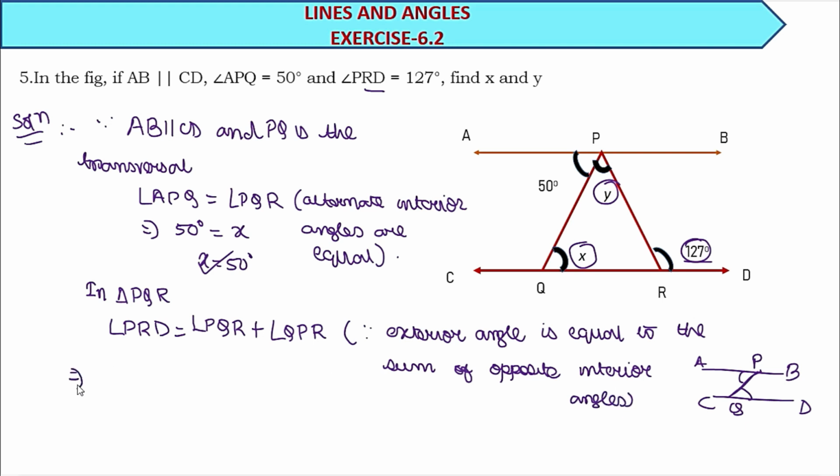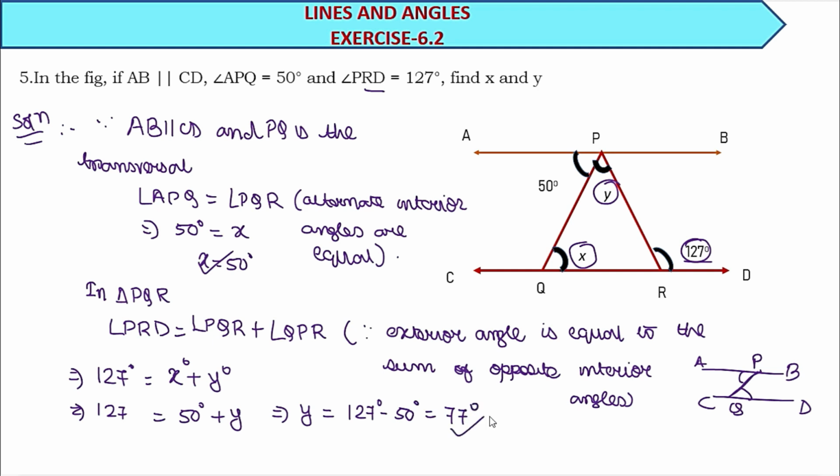So angle PRD is given as 127 degrees, angle PQR is given as X degrees, and this is Y degrees. So X we have already found out, right? So this is 50 degrees, this is Y. So Y will be 127 degrees minus 50 degrees, that is 77 degrees, is the answer. So we have found out the values. X came out to be 50 degrees and the value of Y is 77 degrees.